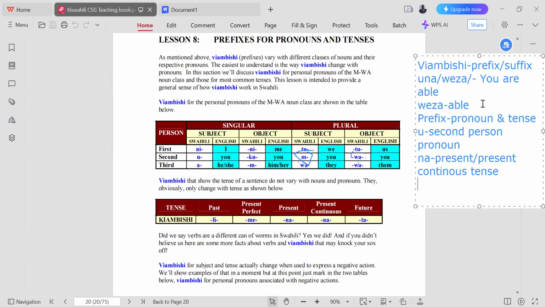Now let's put this word unaweza in the tenses format. If you want to say the word unaweza in the past tense, what will you say? We'll be replacing the tense here with the tense from the chart down here. Now, in the past tense, what will the word unaweza read?